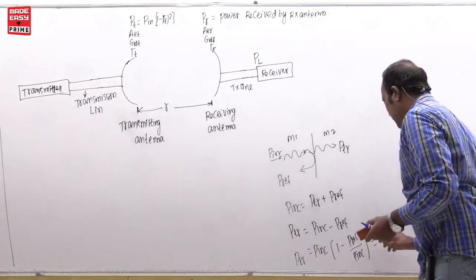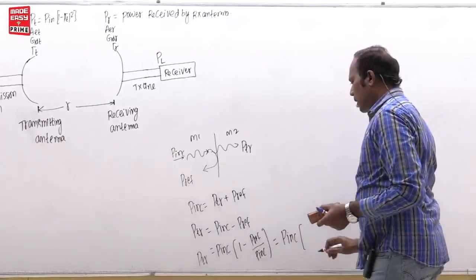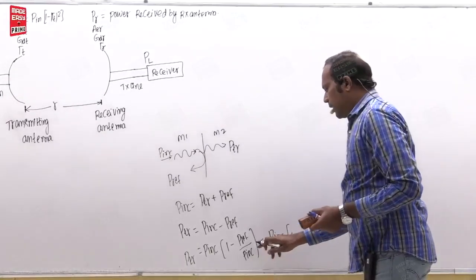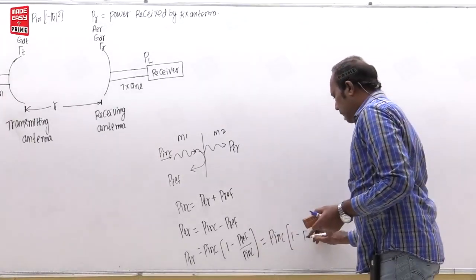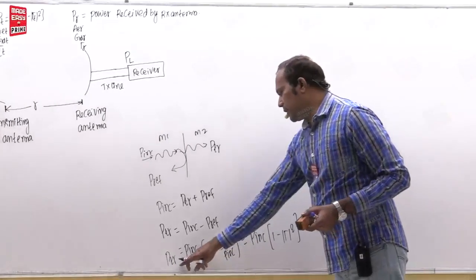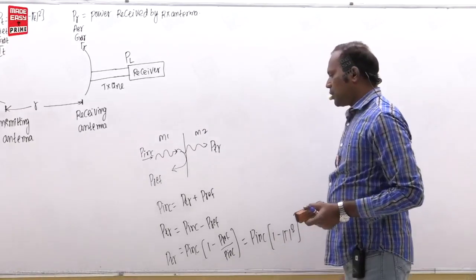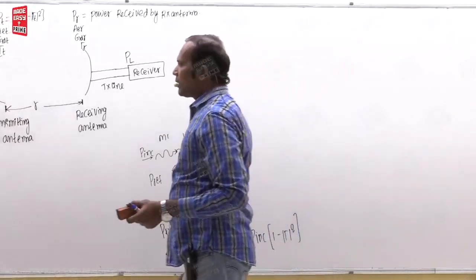So this is nothing but P incident into (1 minus reflected power by incident power), which is the reflection coefficient whole square, as we have already seen. So power transmitted is equal to incident power multiplied by 1 minus the reflection coefficient squared. That is what I have written.